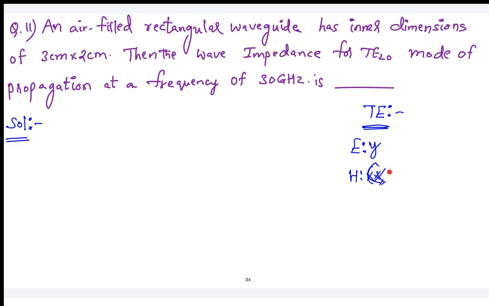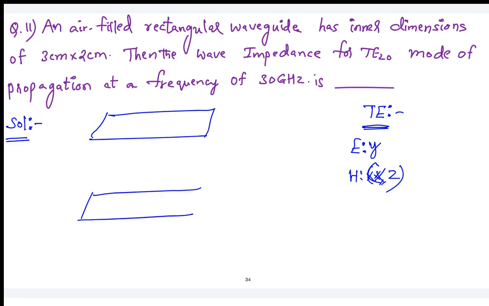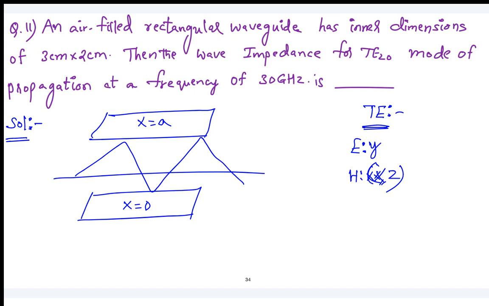So what is basically wave impedance is nothing but the ratio of transverse electric field and transverse magnetic field. So first when you see the waveguide like this, this is your parallel plate waveguide. And one plate is at x equal to 0 and the other at x is equal to a. So the actual direction of propagation is like this. And this you are defining as a wave angle. Right. Now what happens when it is a TE wave?